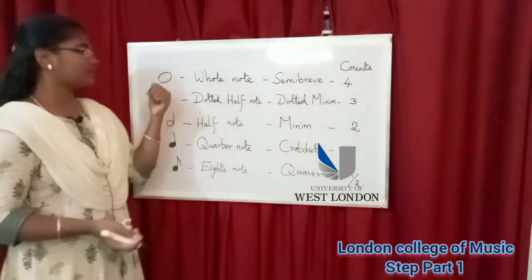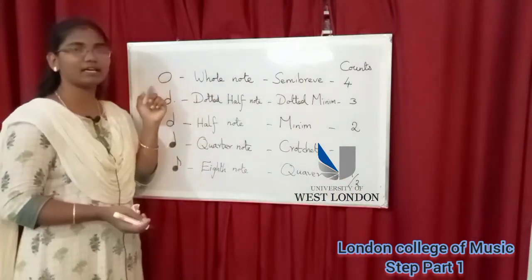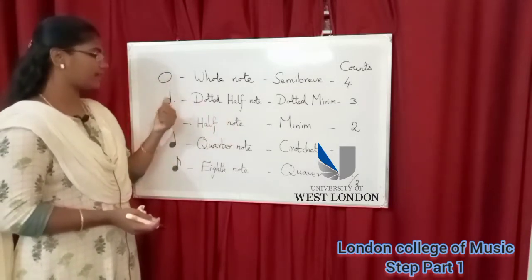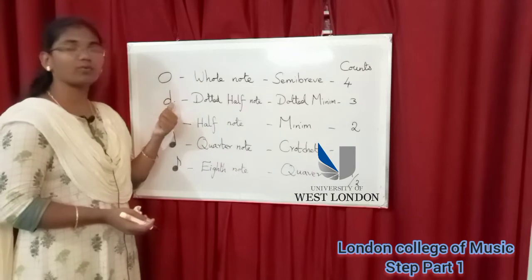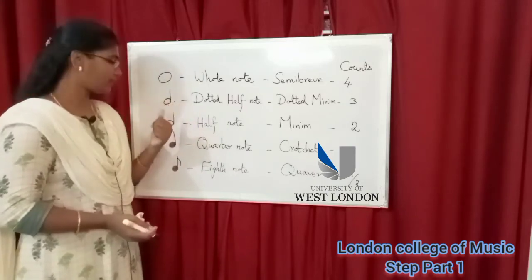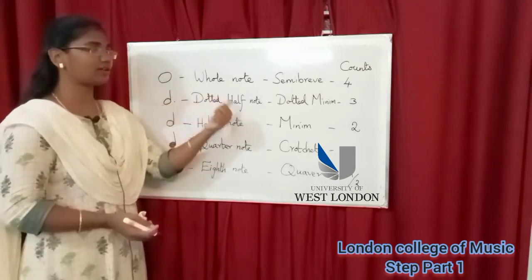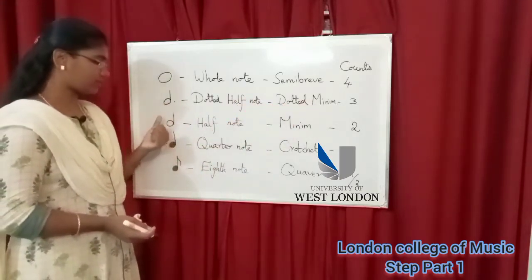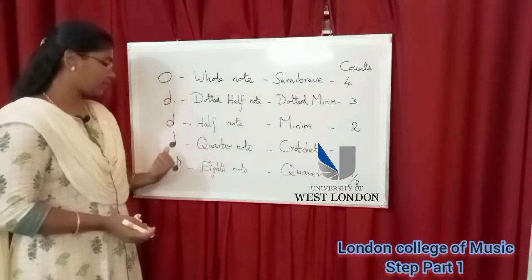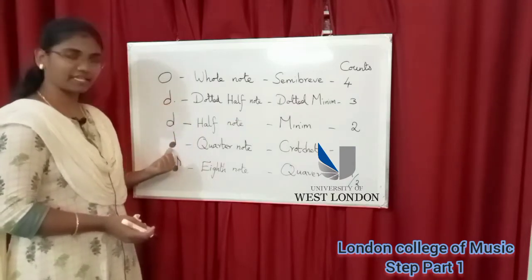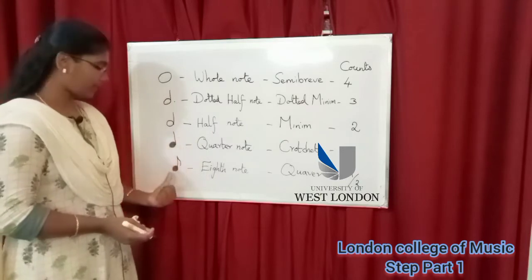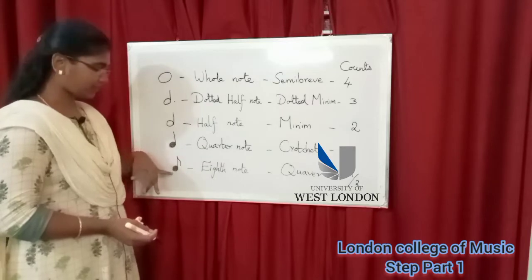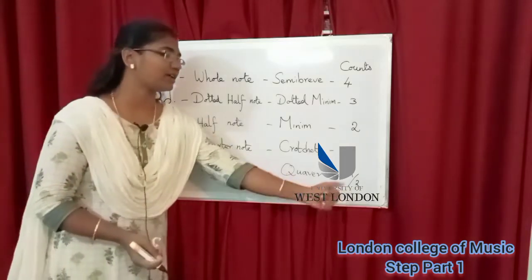So here, the whole note has only the head alone, and then the dotted half note has the head, the stem, and the dot after the note. That is why it is called the dotted half note. And this is the half note. It has the head and the stem alone. In the quarter note, the head is shaded and there is a stem. This is the eighth note. This is half of the quarter note. The count for the eighth note is half.